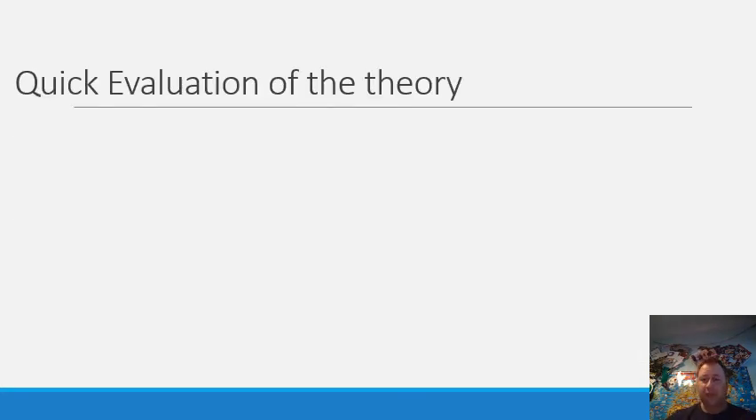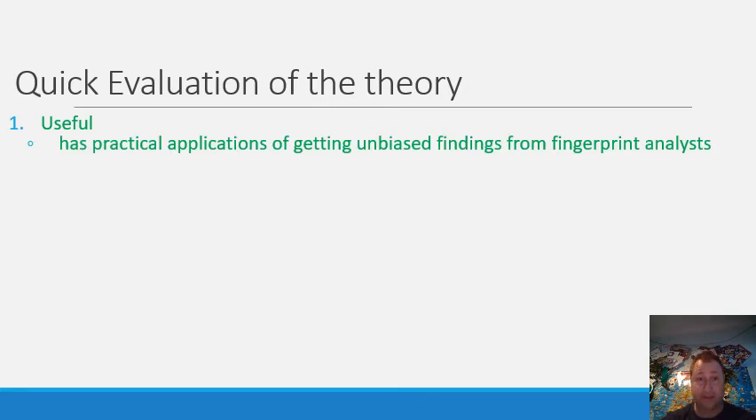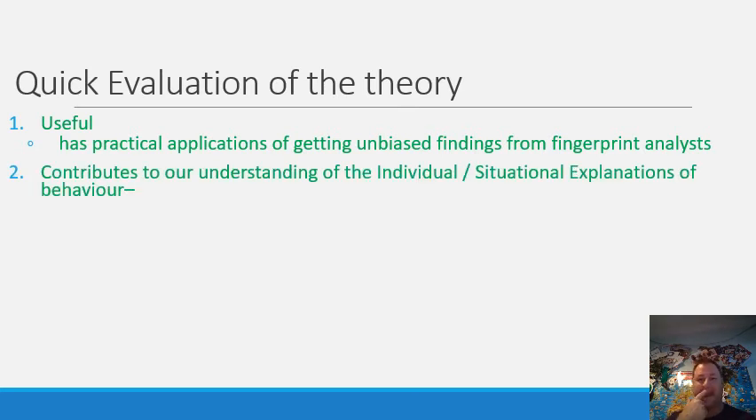I just want to quickly do some evaluation of all of this, because it fits here best. The idea here is to get more accurate fingerprint experts. So it's a very useful topic. Okay, we'll look at the applications of how we get rid of bias in the next video. It can contribute to our understanding of individual situation explanation. So all experts are individual, they're different, so we all work differently.